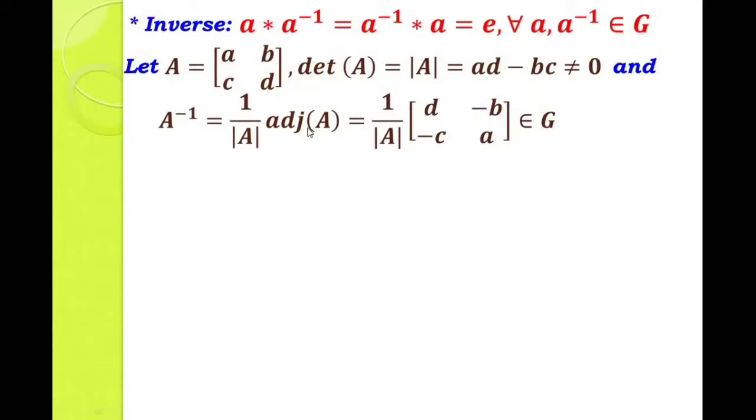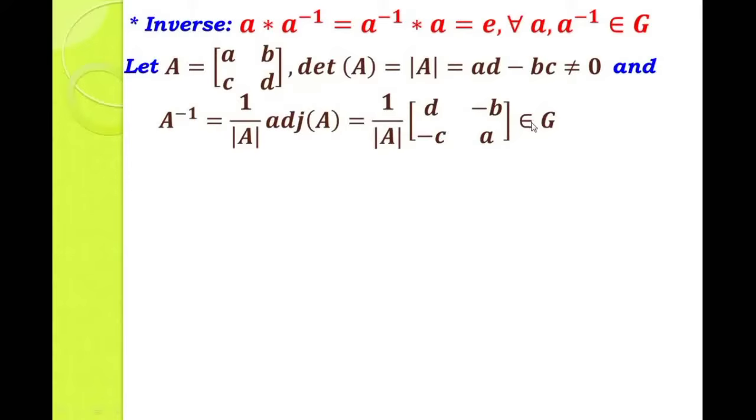So how to find the adjoint of A? The adjoint of A is nothing but interchanging the diagonal elements and changing the sign of the off-diagonal elements B and C. So if you interchange the diagonal elements A and D, you get D and A, and then change the sign of B and C. Here positive, so we change the sign to negative. Okay, so this is the A inverse matrix.